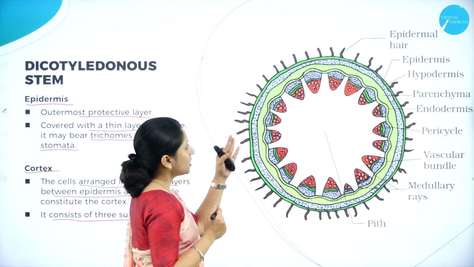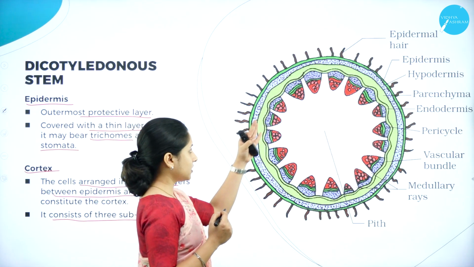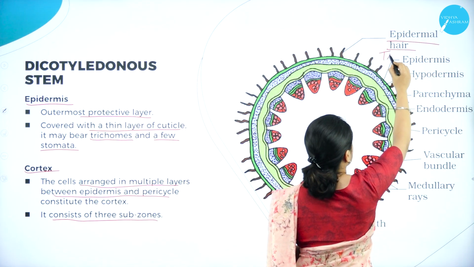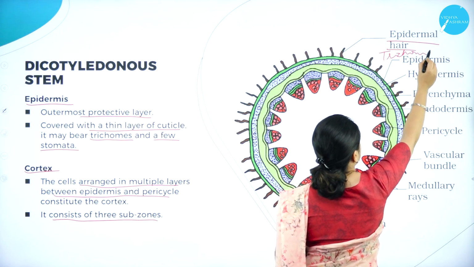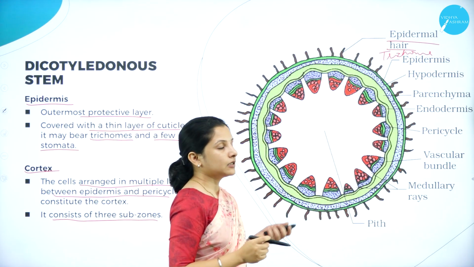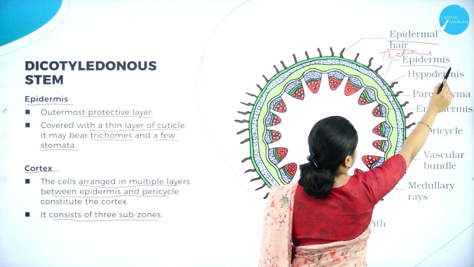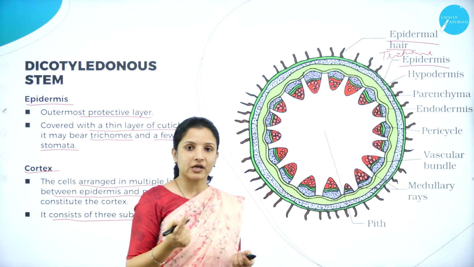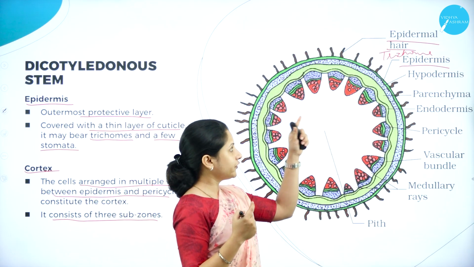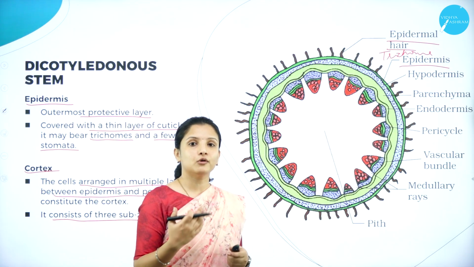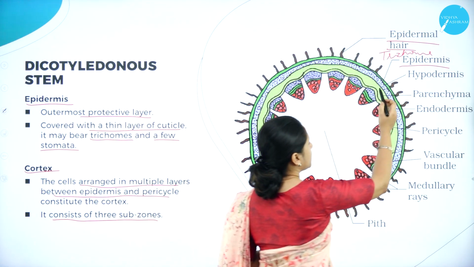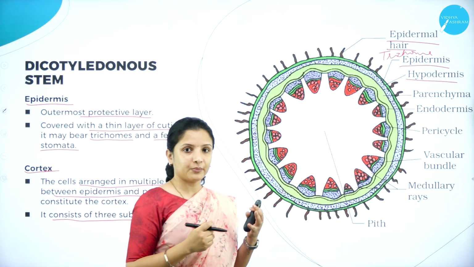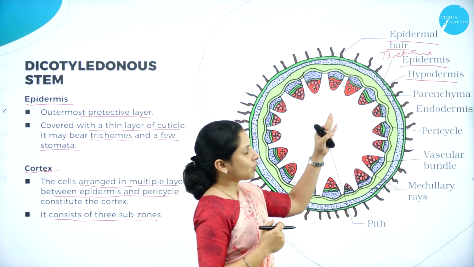Before moving into that, the outer layer of the epidermis is covered by the epidermal hair, and this epidermal hair is also called the trichome in the case of the stem and the leaf. So from where does the epidermal hair or the trichome arise? It arises from a few of the cells that protrude or come out of the epidermis. And below the epidermis, there is one more layer called the hypodermis. And below the hypodermis, there is one more layer called the cortex.